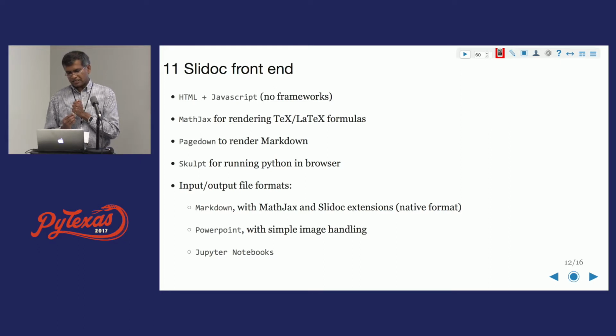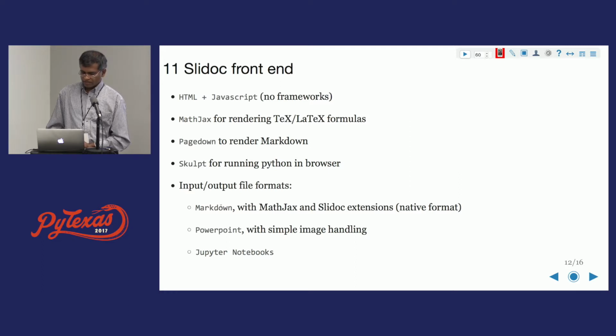So the front end, as I described, is basically HTML and JavaScript that's generated by the parser. We do a lot of math in our courses. There's something called MathJax, which allows TeX or LaTeX formulas. And this software called PageDown, which renders Markdown in the browser. And some of you may have used something called Skulpt, which is basically a JavaScript implementation of the Python interpreter, which runs in the browser. And that's how the code is checked in the example you just saw.